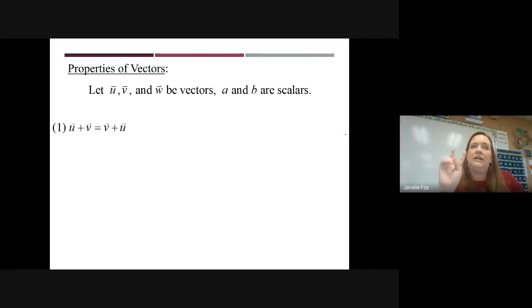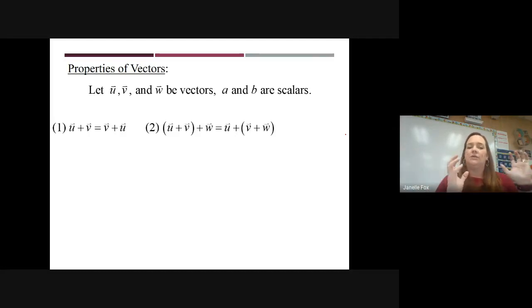You can actually do the commutative property. I'm not even naming it on the paper, but you can flip vectors around and it's still the same addition, the same resultant vector. So vector u plus vector v is the exact same thing as vector v plus vector u. The next one, number 2, is basically the associative property, and so we can group them differently and still get it right. If you first do vector u plus vector v, and then add vector w, it's the exact same thing as doing vector u plus the group of vector v plus vector w.